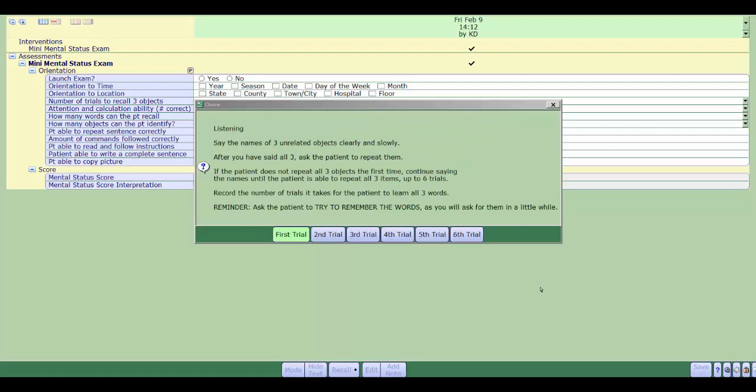The next question assesses the patient's ability to recall and listen. It asks the administrator to name 3 unrelated objects and then asks the patient to be able to recall them. The administrator can use the footer button to mark the number of tries that the patient took.